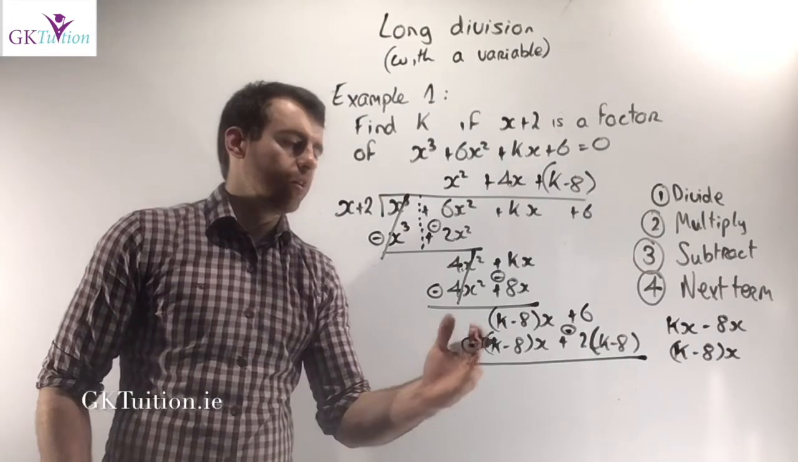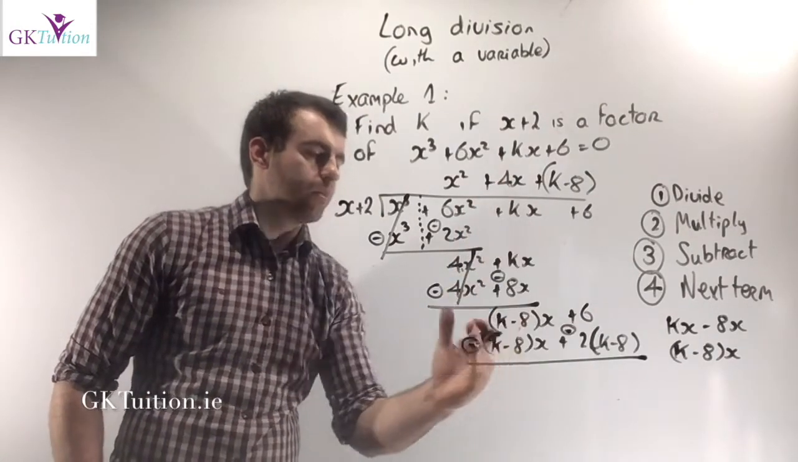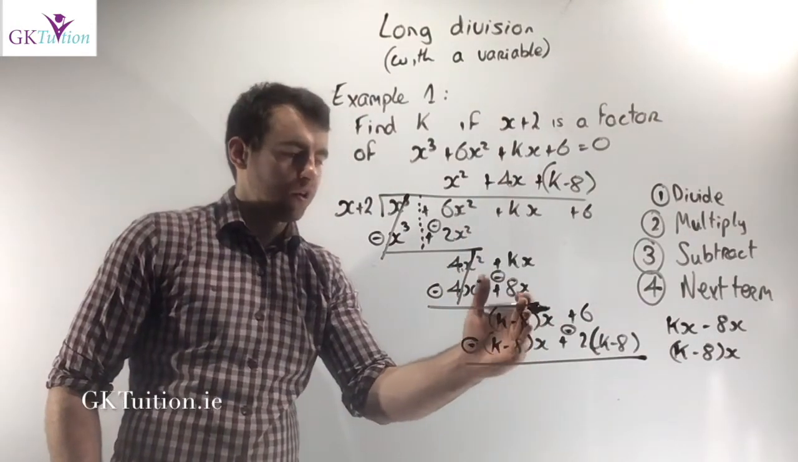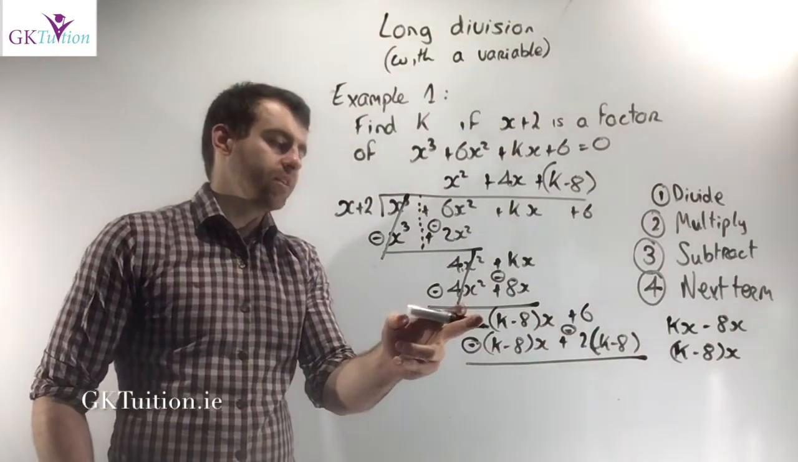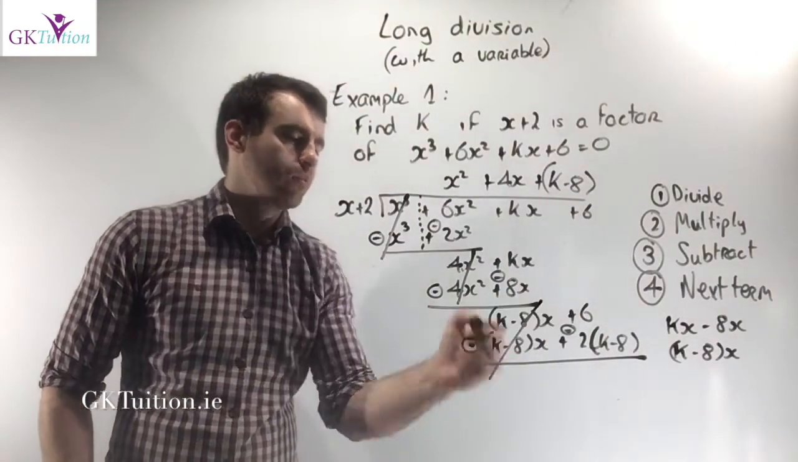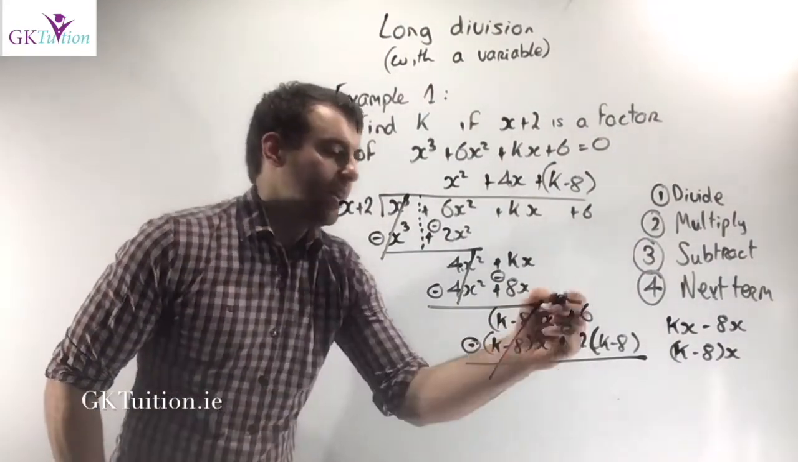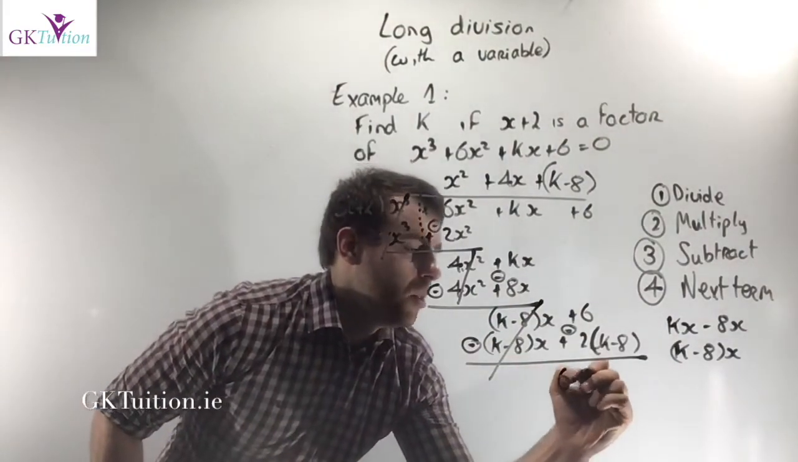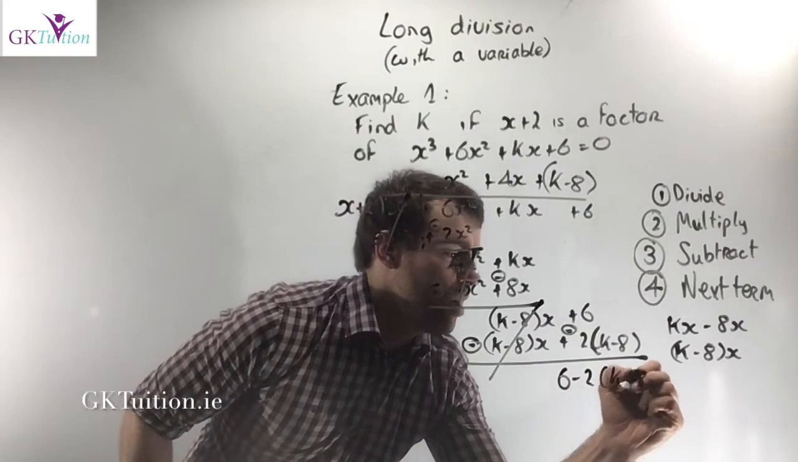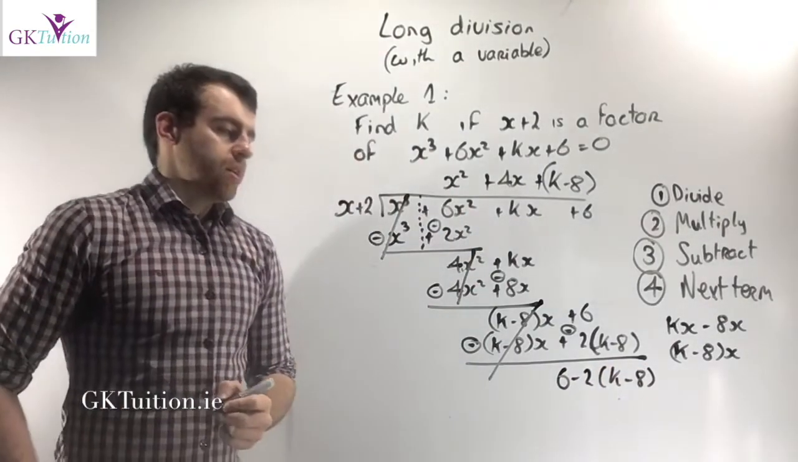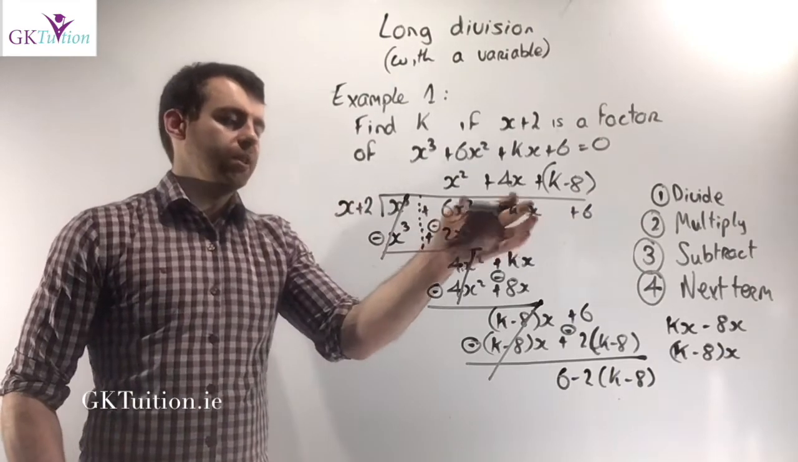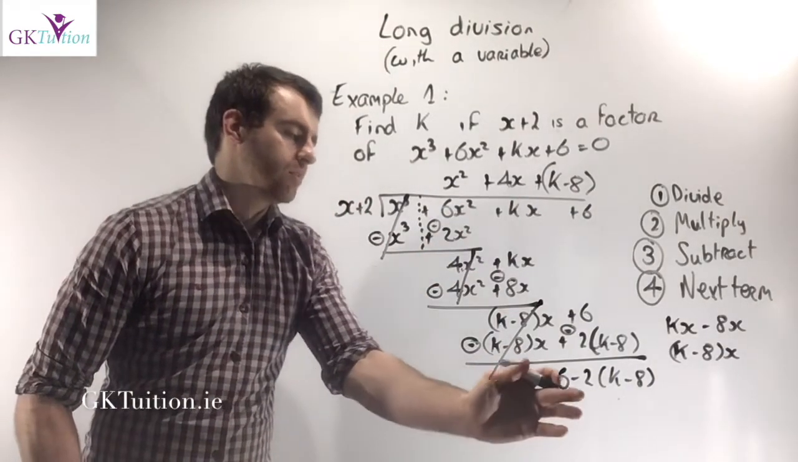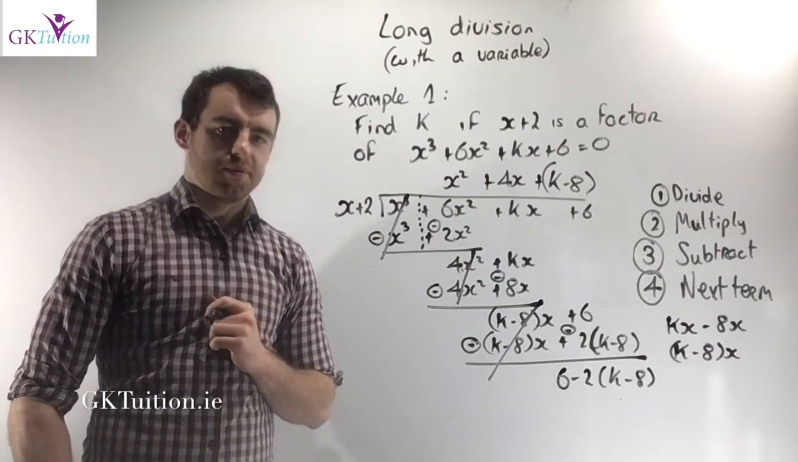Once again, I want you to notice that it's as if we're splitting our page in two. We view the terms with the x's together and the constants at the end together. K minus 8 times x minus k minus 8 times x will cancel out. And here I have a 6 on the top, minus 2 times k minus 8. Now, so that's my remainder. So I've divided x plus 2 into this cubic, and my remainder is 6 minus 2 times k minus 8.